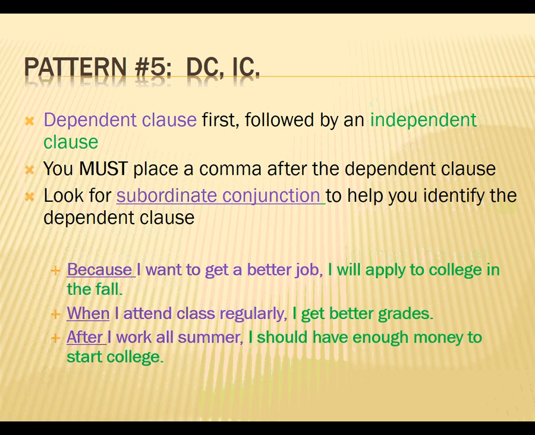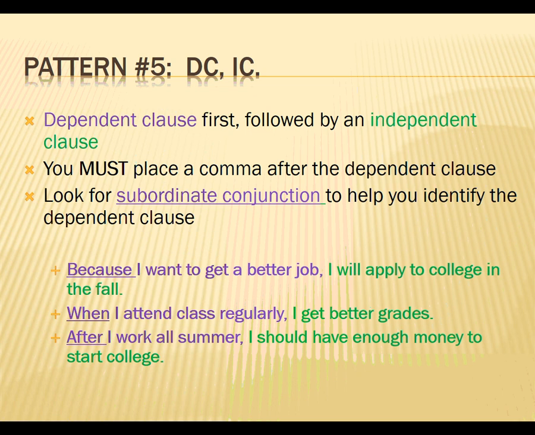The first complex sentence pattern is abbreviated DC, comma, IC, period. One dependent clause is followed by a comma and an independent clause. In this complex sentence pattern, you must put the comma after the dependent clause. Remember, look for the subordinate conjunction to help you identify which clause is the dependent clause. Let's look at some examples of this type of complex sentence.